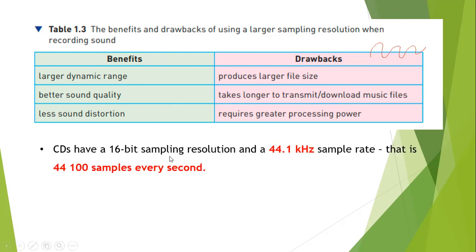CDs have a 16-bit sampling resolution and a 44.1 kilohertz sample rate, that is 44,100 samples every second. We will use these values in upcoming questions to measure file size. It will ask you file size and also sound file size. These two types of questions will come. We need to understand this. This gives high quality sound reproduction.